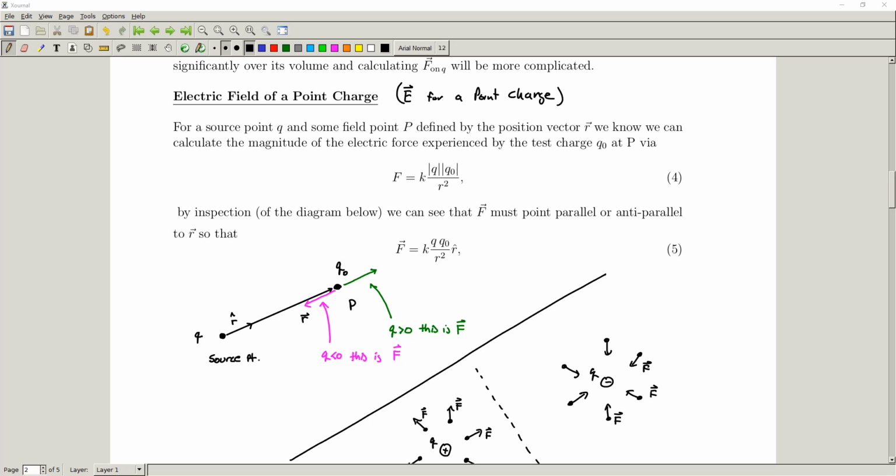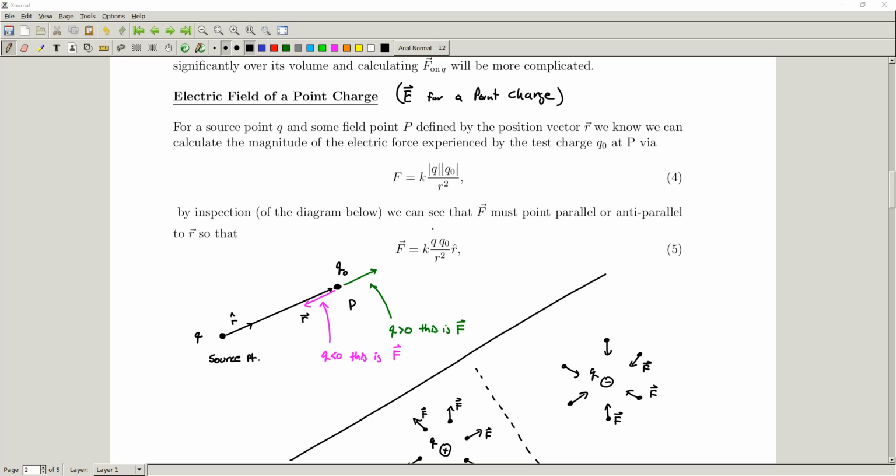Okay, so we can see that if our source point is negative here, and again our test charge is going to be positive, we're going to have a net attractive force, and we're going to have this force acting in the negative R hat direction, right? And so that's great. We can do this calculation. We can see by inspection that we're going to end up with an expression that looks like this, right?